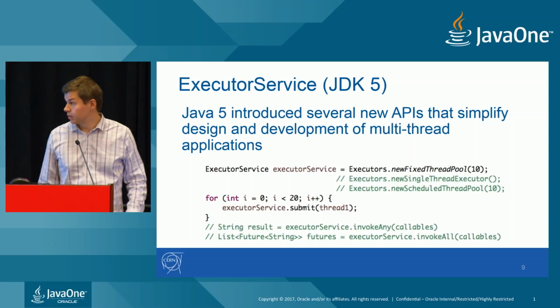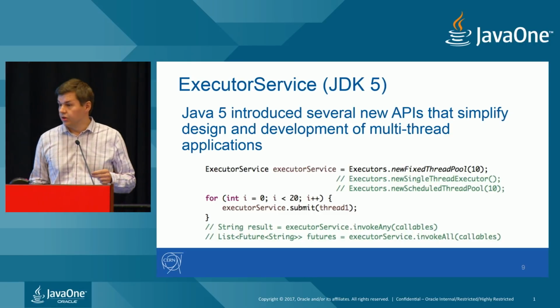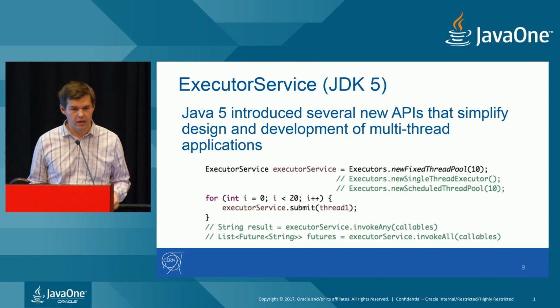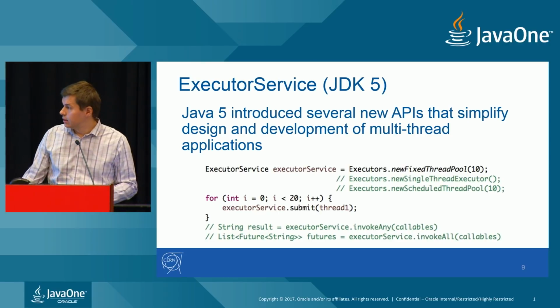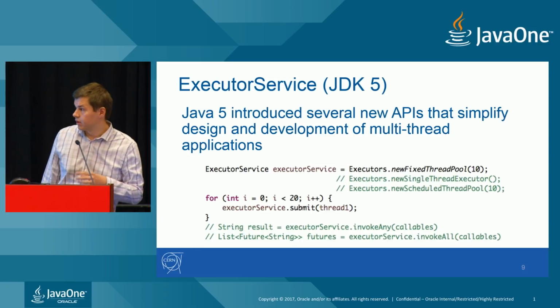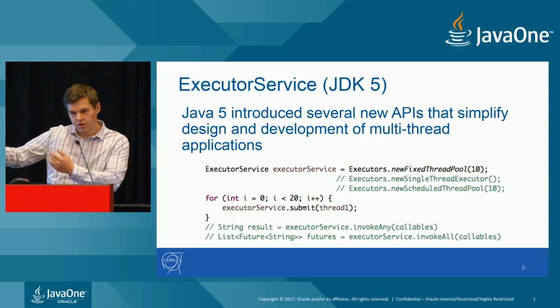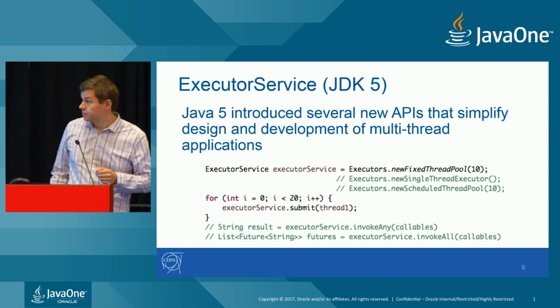If we move a bit forward in time, JDK 5 was quite generous, because when multi-core CPUs were becoming more popular, you had the concurrent collections, the semaphores, the blocking queues, and also the executor service and the thread pools. I just listed them here because we're going to reference back to them.